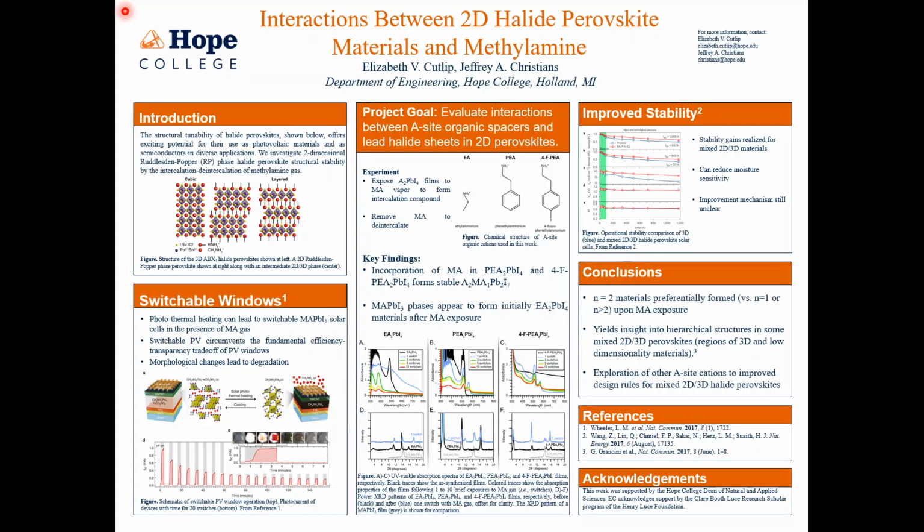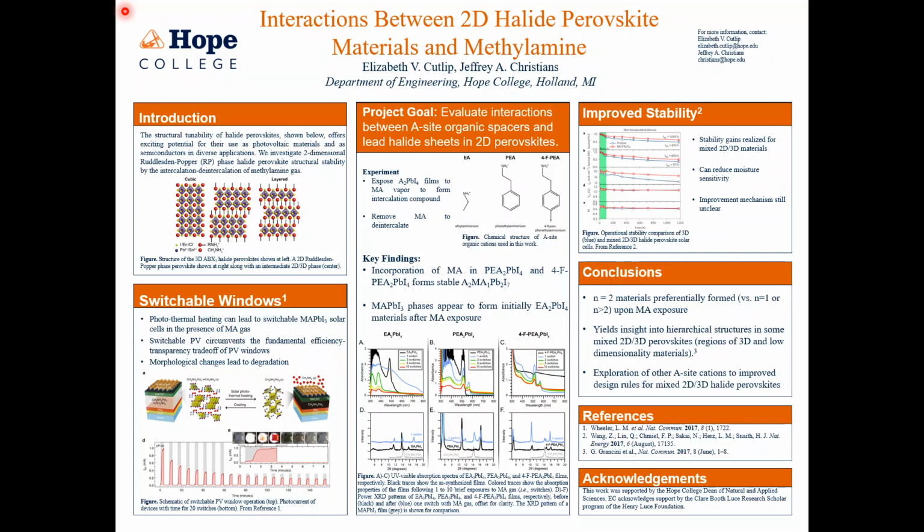Hi everyone, I'm Liz Cutlip and I'm going to be talking to you today about interactions between 2D halide perovskite materials and methylamine, or MA, vapor. There's a lot of excitement around this topic because perovskites have the potential to surpass the efficiency of silicon solar cells, and because they offer the opportunity for some unique types of solar harvesting.